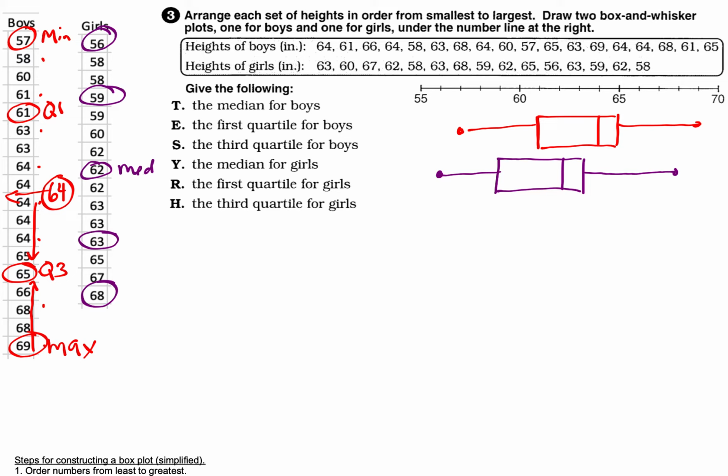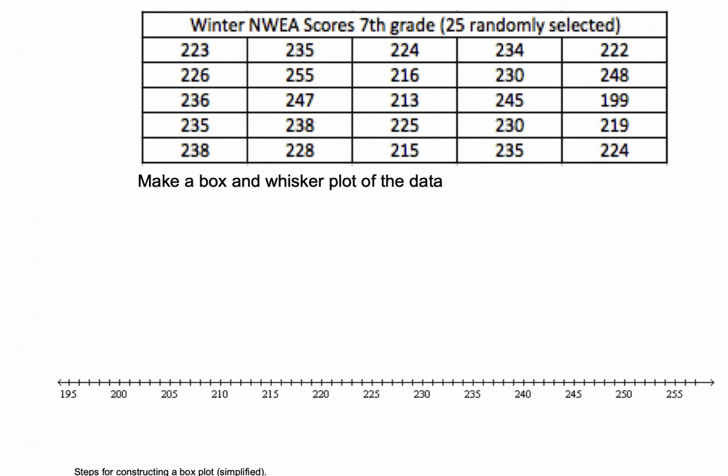Now, we will be talking about this more in the future, about interpreting these. On this, just looking at the red one compared to the purple one, the red one representing boys, the purple girls, it appears that boys tend to be taller than girls. Now, there are some girls that are taller than most of the boys, but on an average, the boys do tend to be taller. Okay, one more quick one.